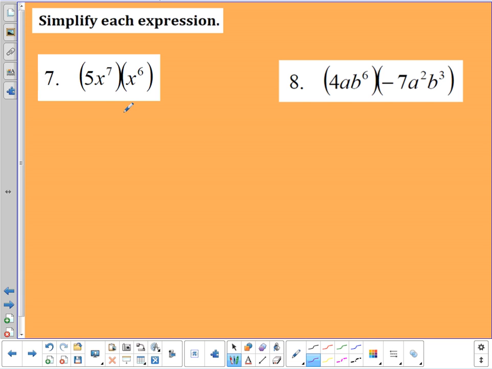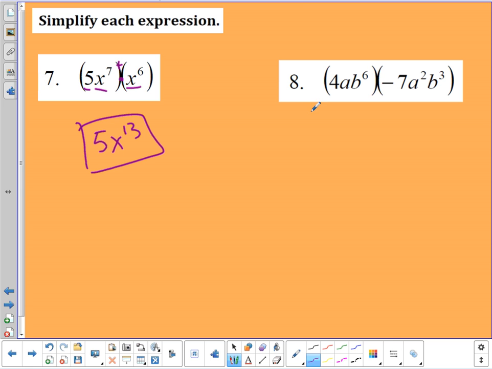The first one, pretty simple. I have 5x to the 7th times x to the 6th. I don't have anything that goes with the 5. I just need to put my x's together. 7 and 6 is 13. When I'm multiplying, I add the powers. So, 5x to the 13th.